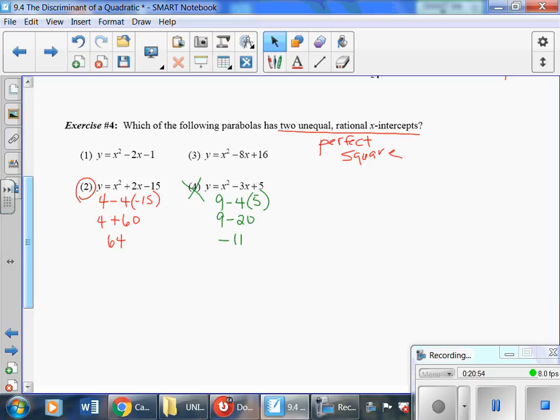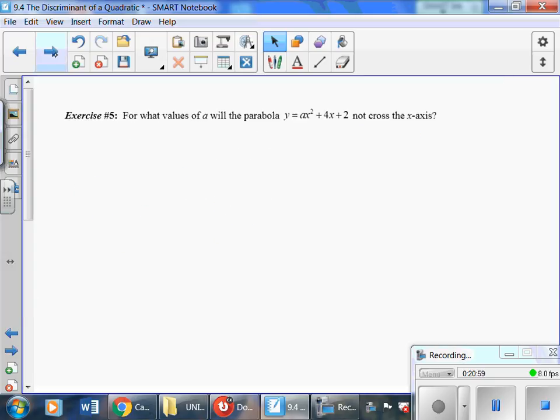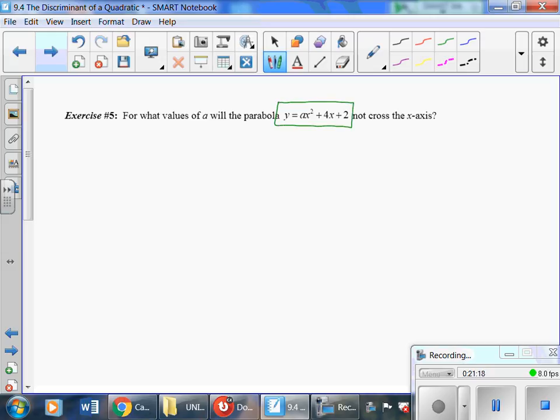Last one, exercise 5. Again, this one isn't that hard either, but this is a little more abstract, and this is very Common Core. All right, this is really if you understand the concept of the nature of the roots and the discriminant. So exercise 5 says, for what values of a will the parabola y equals ax squared plus 4x plus 2, so here's my a right here, not cross the x-axis.